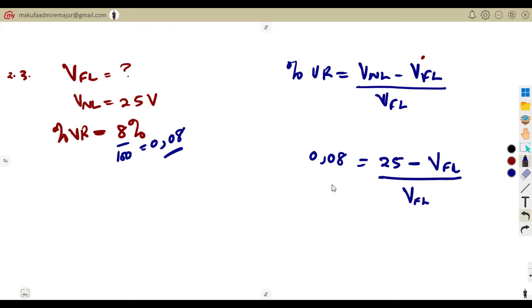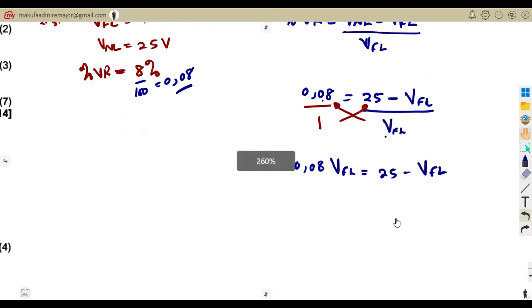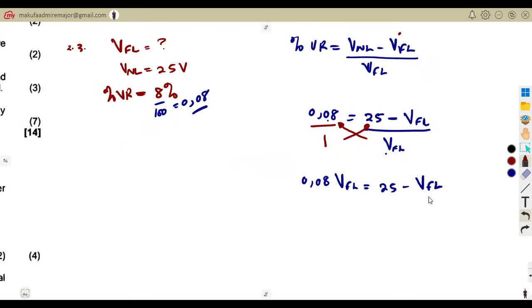So we can have this as an equation to solve. Let's cross multiply so that we can solve for VL. That's 0.08 times the voltage at full load, and 1 multiplies the other side, so it's 25 minus the voltage at full load. Collecting the VL terms, that is 0.08 plus 1, which is 1.08 times VL, equal to 25.